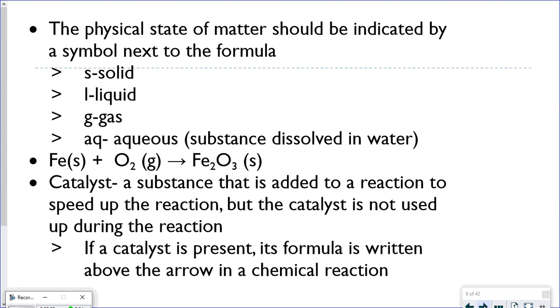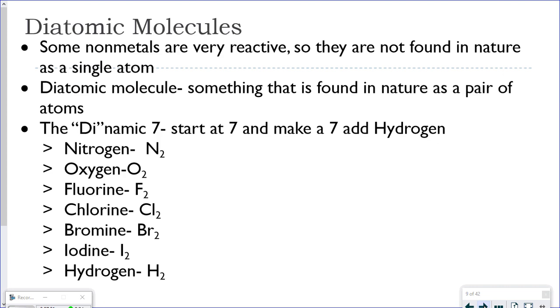One thing when we're writing formulas is do not forget about your diatomic molecules. Remember, these are very reactive. So they're not found in nature by themselves. They're always found as a pair of atoms. So remember, these are the diatomic 7. On your periodic table, you can start at 7 and make a 7, and then add hydrogen. We also have the little anagram of Brinkelhoff. So these include nitrogen, oxygen, fluorine, chlorine, bromine, iodine, and hydrogen.